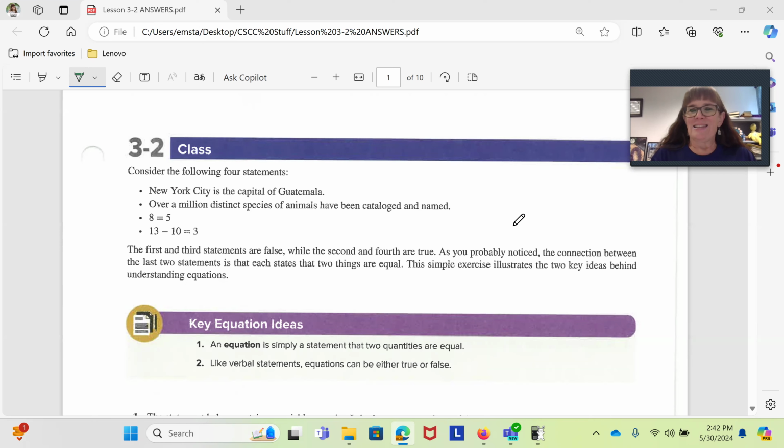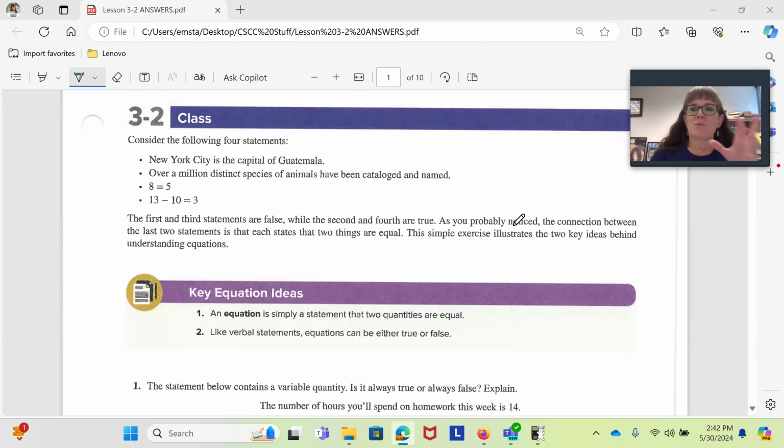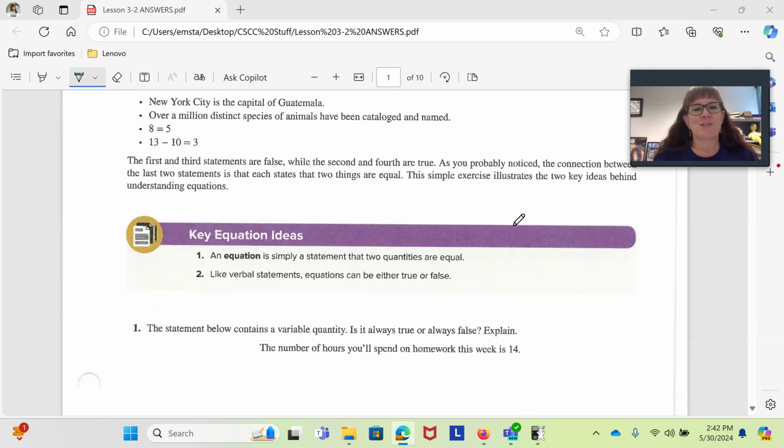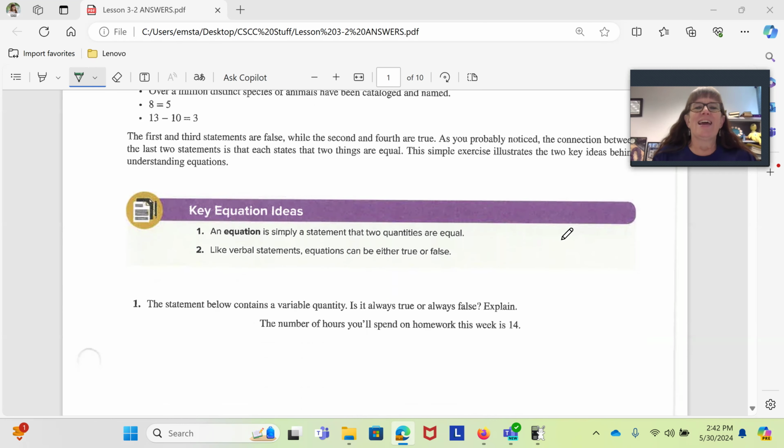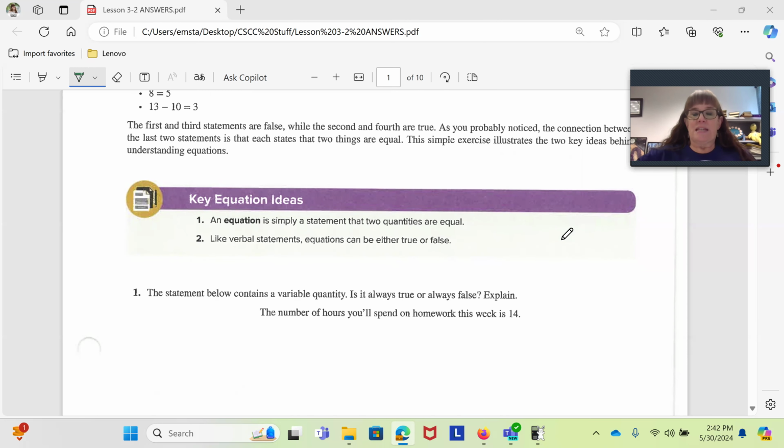So they're stating that something's equal, whether in words or with symbols, our equal sign. So they start us right into a purple box. An equation is simply a statement that two quantities are equal. Like verbal sentences, the equation can be true or false. So number one gives us a statement, and they're asking, is it always true or always false?